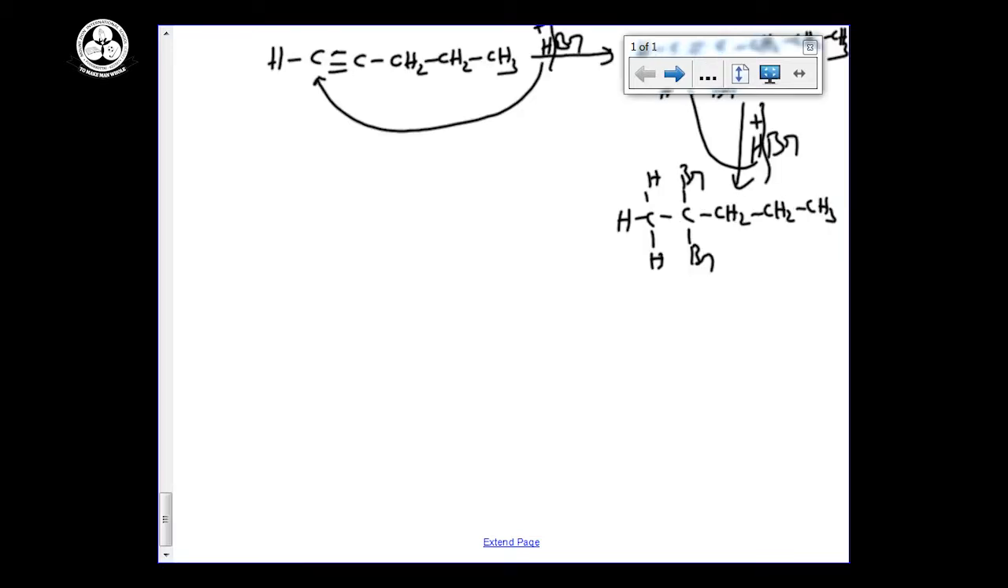Next one is addition of water, hydration. Fourth property. First property we saw was addition of hydrogen. Second property was addition of halogen. Third one was addition of hydrogen halide. Now we are going for the addition of water, that is called hydration.